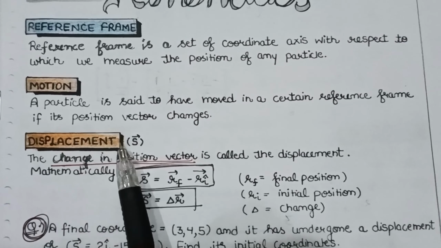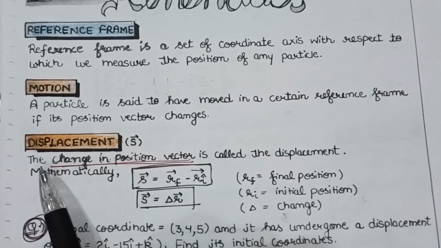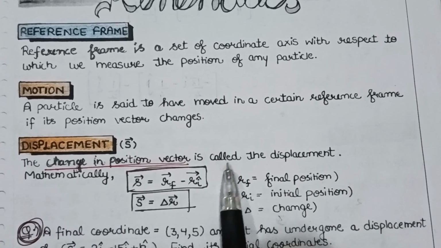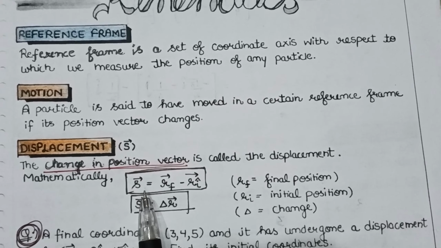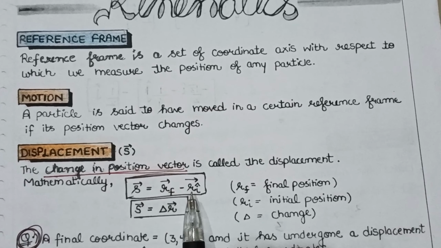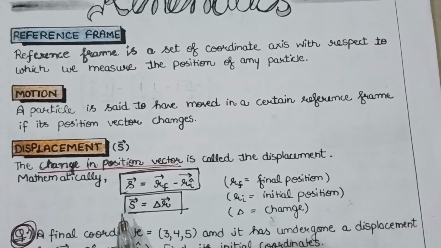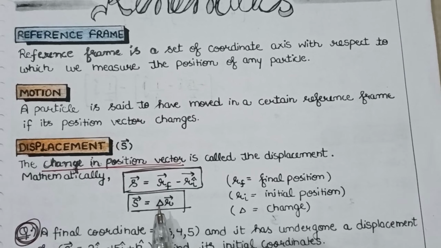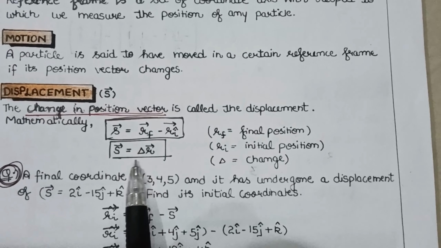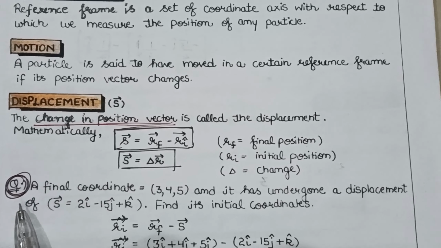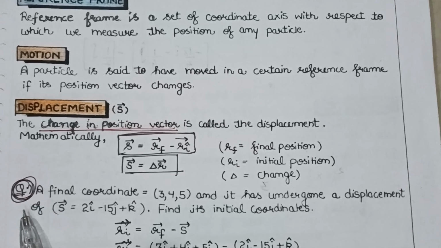Now let's learn about displacement. Displacement: the change in position vector is called displacement. Mathematically, displacement is equal to final position minus initial position. Displacement vector is equal to delta of position vector. Delta here means change.